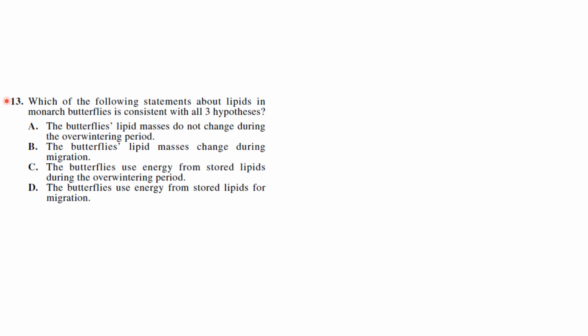Which of the following statements about lipids in monarch butterflies is consistent with all 3 hypotheses? The butterfly's mass does not change during the overwintering period. Well, that's not true because butterfly 3 gets fatter. The butterfly's lipid mass changes during migration. That's true. Butterflies 1 and 2 lose mass, and butterfly 3 gains mass, so B.